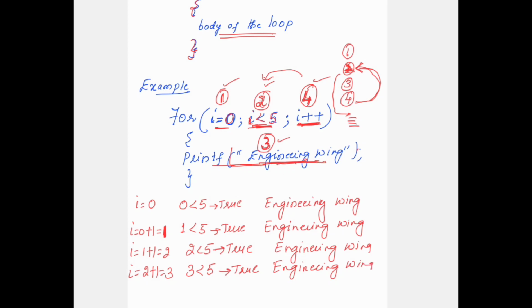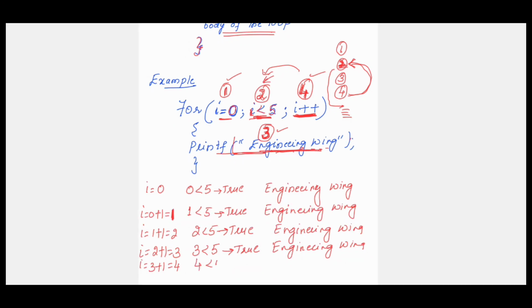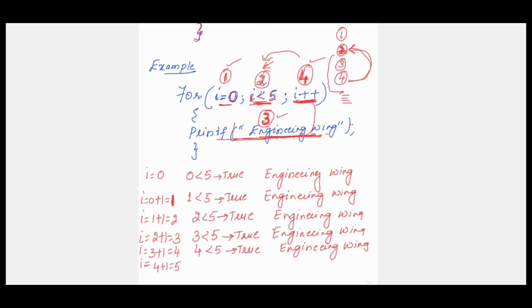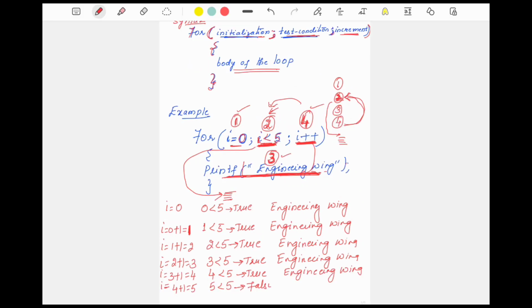This is getting printed. Then from here it will go to updating the variable. I equal to 3 plus 1 equal to 4. Then it will go back to the testing condition. 4 less than 5, it is true. It will print. Fine. After it prints, once again it will go back to updating the value. I equal to 4 plus 1, 5. Here it has updated. Now it will test the condition. So 5 less than 5 is false. If it is false, it will not execute the body of the loop, that is, this statement will not get executed. The control will come out of this and whatever statements are written after this for loop will get executed.